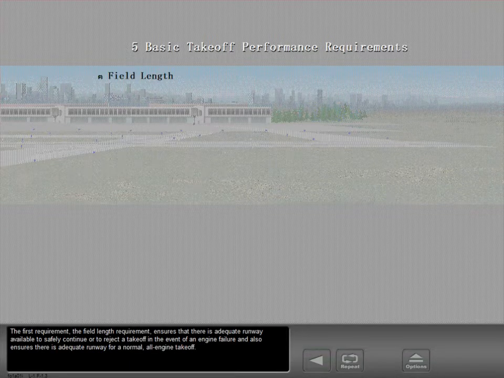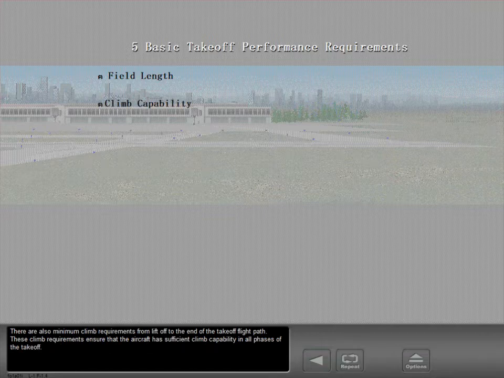The first requirement, the field length requirement, ensures that there is adequate runway available to safely continue or to reject a takeoff in the event of an engine failure, and also ensures there is adequate runway for a normal all-engine takeoff.